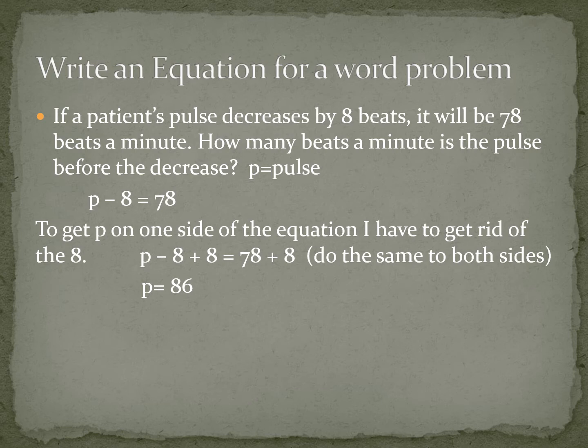And then, I think it's always helpful, does that make sense? Does it make sense that if the patient's pulse decreases by 8, it will be 78? So put your number back into the equation to check. So if for some reason you decide to do p plus 8 on the left side of the equation, then you would subtract, and your answer would be 70 on the right side, and that doesn't really fit with what it's asking.